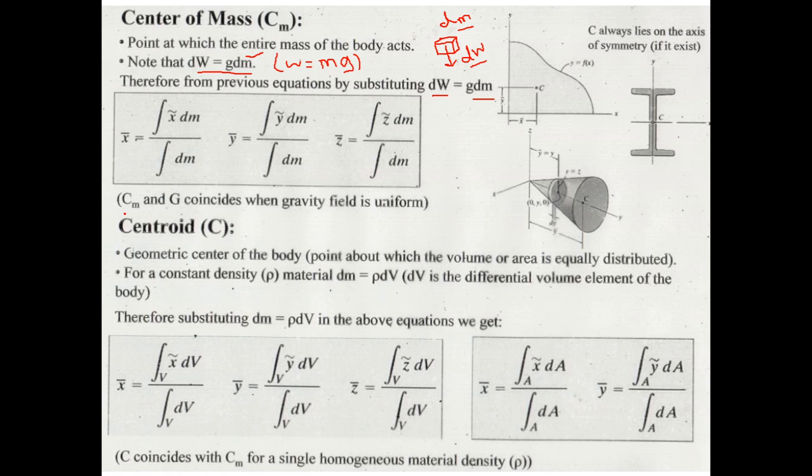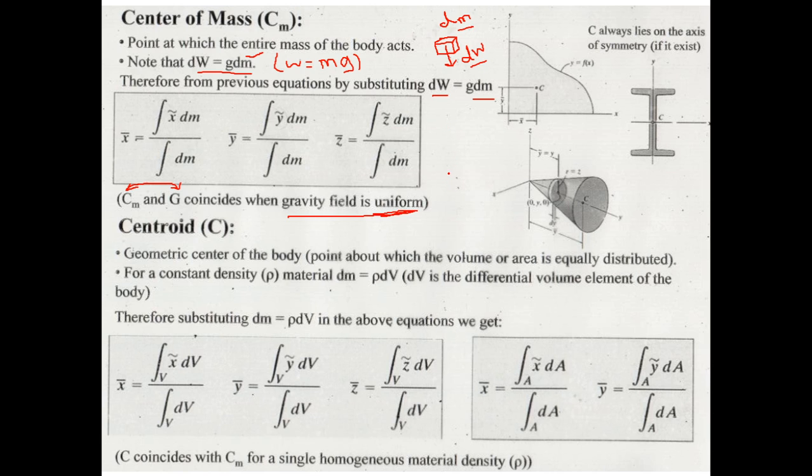You have to keep in mind that the center of mass and center of gravity will always coincide with each other if the gravitational field is uniform. This means that when the gravitational field is uniform, Cm is nothing but Cg. Center of gravity and center of mass will lie exactly at the same point.